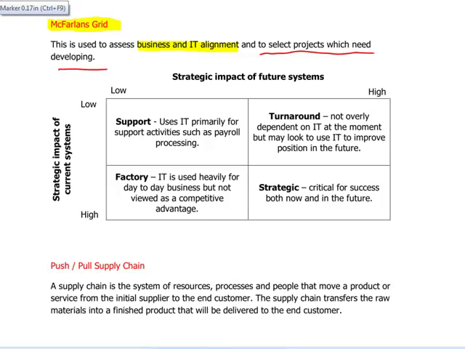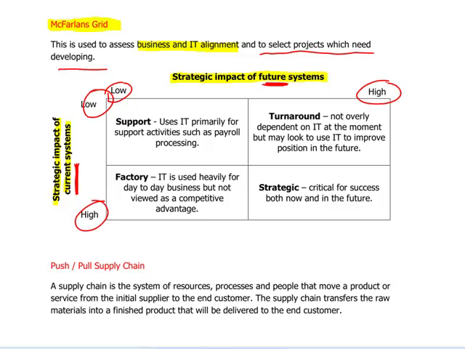So we have the strategic impact of future systems and the strategic impact of current systems. So in other words, we've got what's happening with future systems and what's happening with current systems. As is typical, we've got a low and low and high and high. Okay, let's look at the situation where the strategic impact of the current system is low and the strategic impact of future systems is low. So it's low in both scenarios.